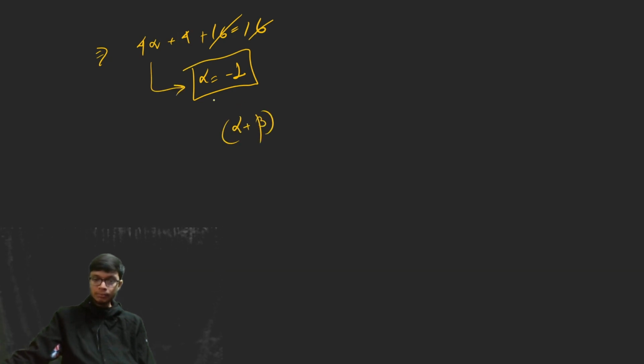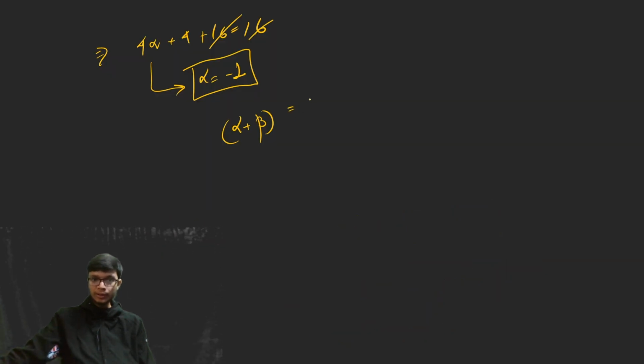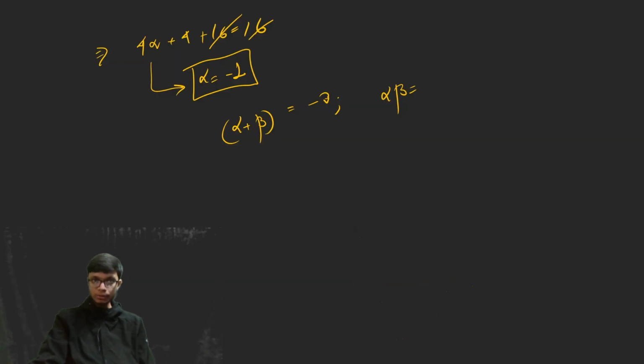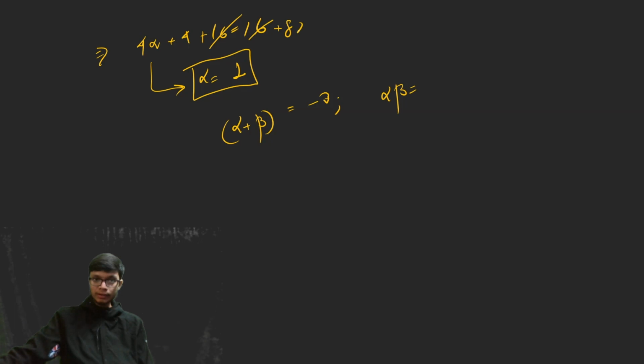But the problem is asking me to find the equation whose roots are alpha plus beta and alpha beta. If you look at the value of alpha plus beta, it is equal to minus 3, and beta is equal to minus 4. Sorry, very sorry, alpha is equal to 1. There is an error from my side in solving. So if you solve them, the value will be equal to 1. So alpha value is equal to 1.